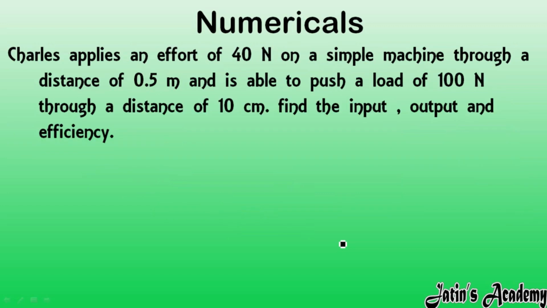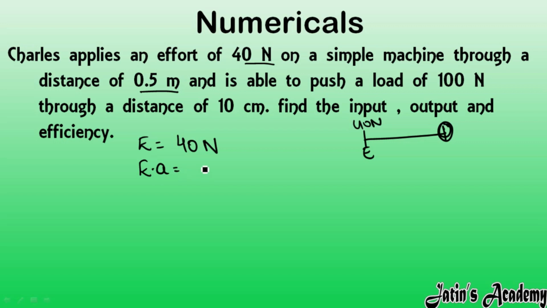Fine. Next, Charles applies an effort of 40 Newton on a simple machine through a distance of 0.5 meter. Whatever this simple machine is, he is applying an effort of 40 Newton. This distance is nothing but the effort arm, 0.5 meter. He is able to push a load of 100 Newton through a distance of 10 centimeter. So load and distance are given, meaning the load arm is 10 centimeter.